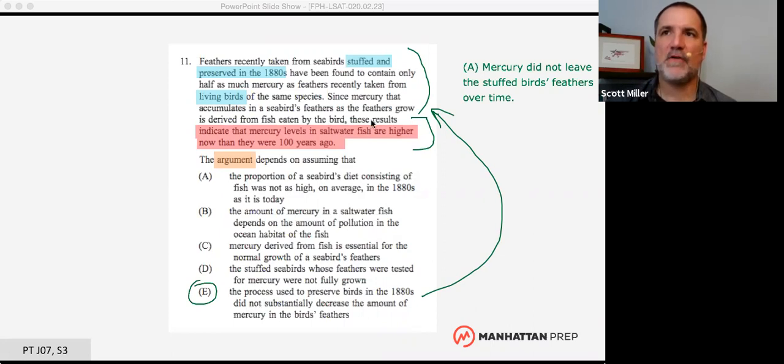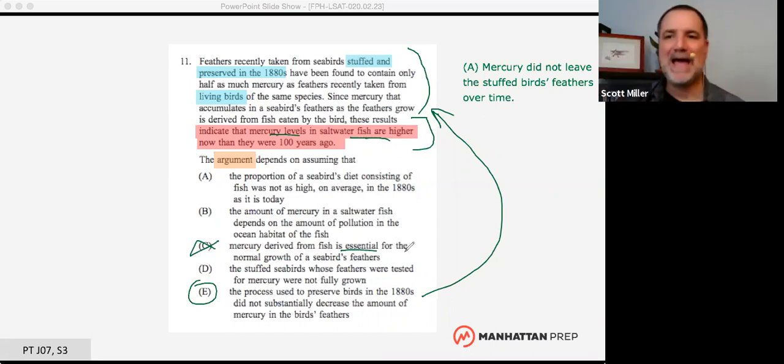And again, if you look at other answer choices, these aren't things that we have to know. Mercury derived from fish is essential for the normal growth of the seabird's feathers. That might appear to be an appealing answer choice if you're confused about the science in here. You get all wrapped up in the science. Is this explaining why it has to be the fish? Why the fish have to be the explanation for the difference in mercury levels? It's not really explaining why it has to be the fish. It's just saying that the fish do something important, but it's not addressing the difference between the mercury levels years ago versus today.